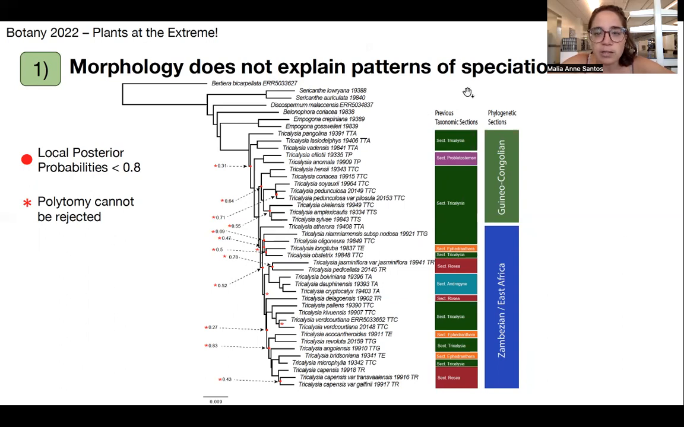One thing that I really want to point out here is this first column on the right-hand side of the tree, which is indicating the previous taxonomic sections of the group. And so it's sectioned out by color and also by the name. But what you can hopefully see is that there's not a lot of monophyly in these sections. And instead, we're seeing more of a geographic split between the Guineo-Congolian or the West African region and the Zambezian or East African region. And so broadly, morphology is not explaining the patterns of speciation that we're seeing.